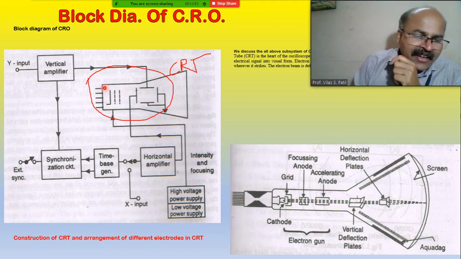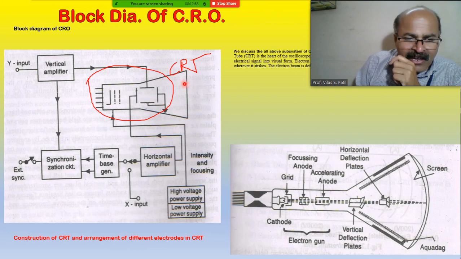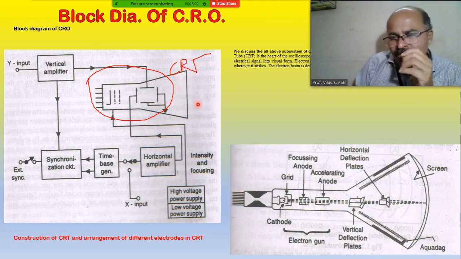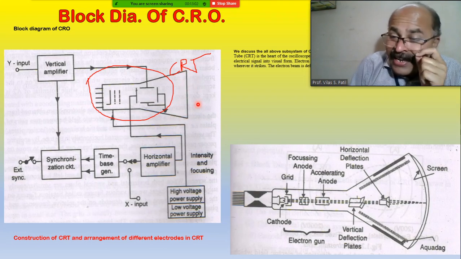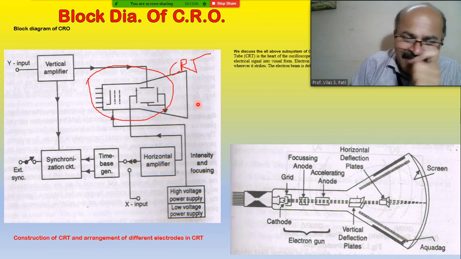And these are the different electrodes, this is the deflection system, and this is the screen where we are going to see the visual indication of the signal.